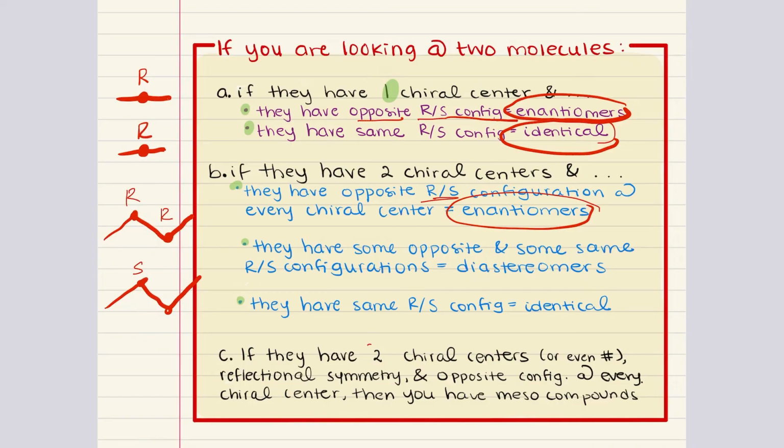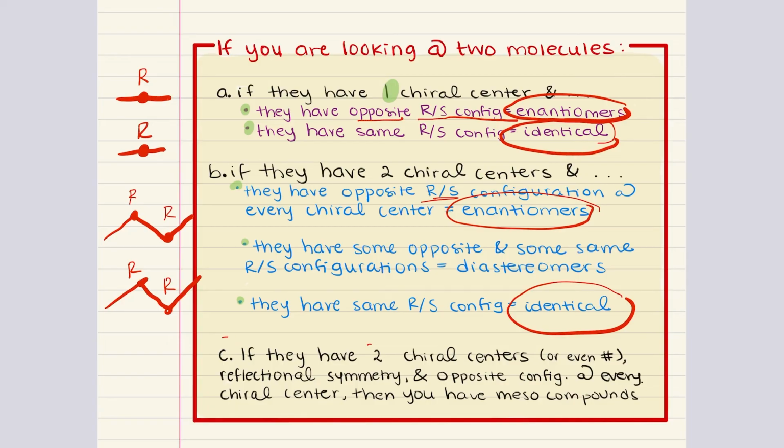But what if they had some opposite and some same RS configuration? For example, what if this was R and R, and here it was S and R? That would mean they have one opposite configuration at this chiral center, and at the other chiral center, they would be the same. This pair would be classified as diastereomers. And then the final scenario is if they both have the same R or S configuration at every chiral center. For example, this could be RR and this one could be RR, then they would just be identified as identical.